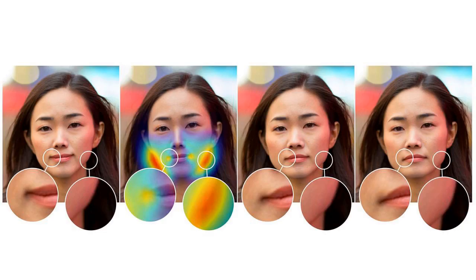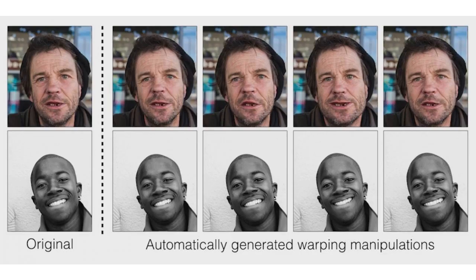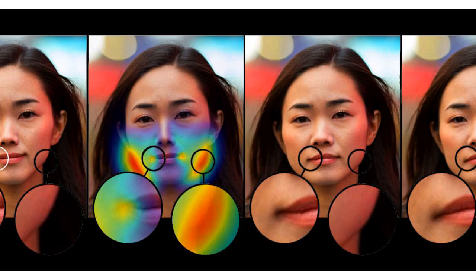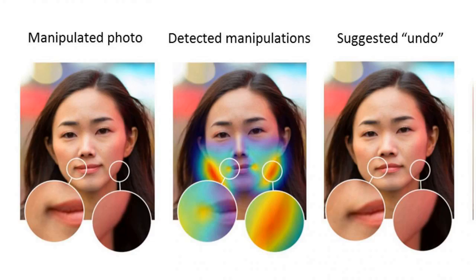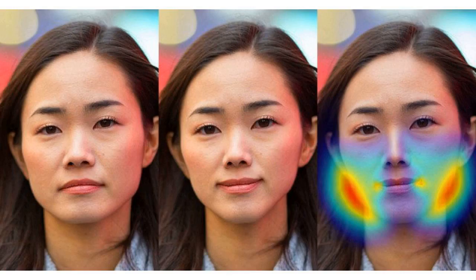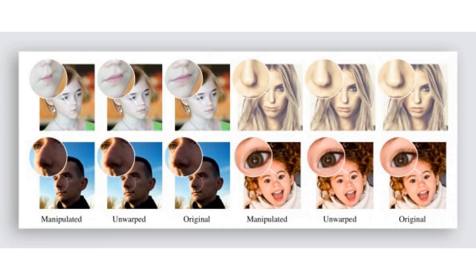Using Photoshop and other image manipulation software to tweak faces in photos has become common practice, but it's not always made clear when it's been done. Berkeley and Adobe researchers have created a tool that not only can tell when a face has been photoshopped, but can suggest how to undo it.